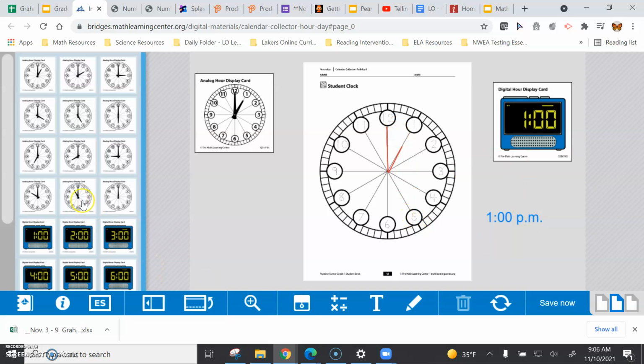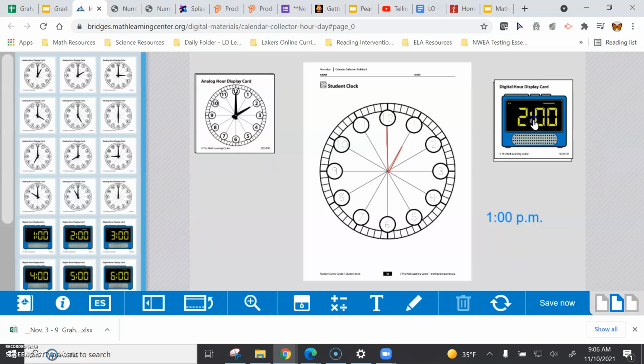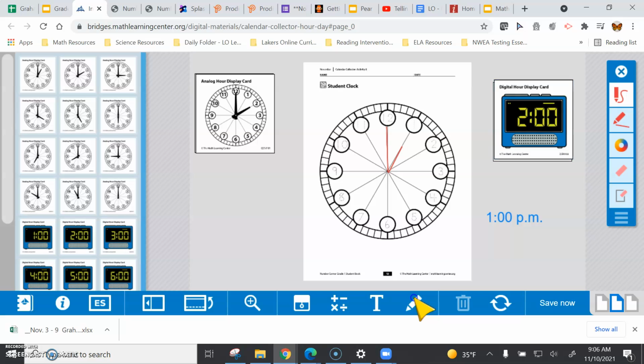Now, we are going to add on another hour to our day. So now we are adding on another hour, which makes our clock now show 2 o'clock. So I put the 2 o'clock analog clock card and the digital clock. We are even going to show it on our clock. So I want to show you this. This is what we would call 2 o'clock in the afternoon.